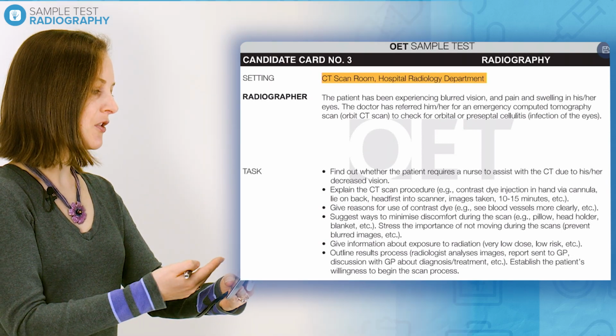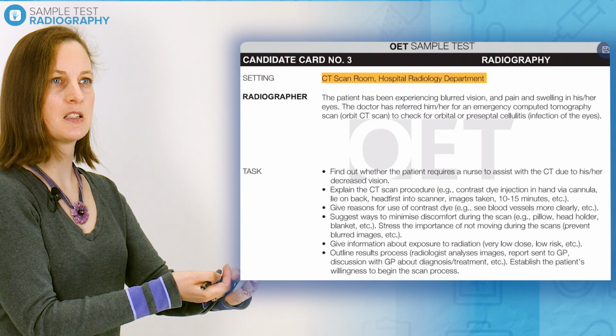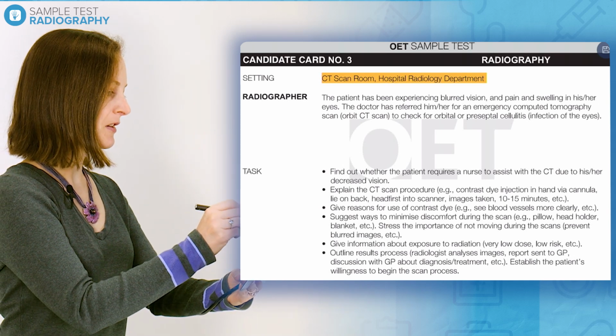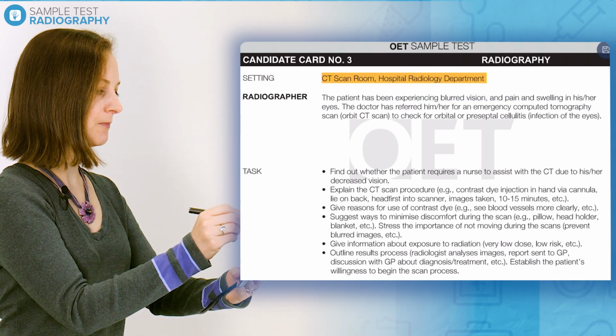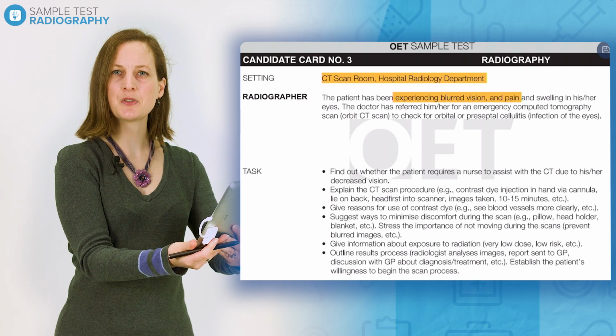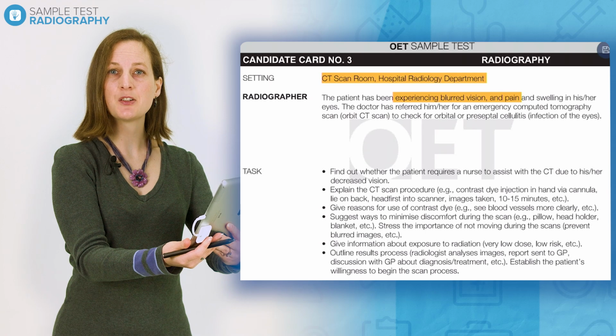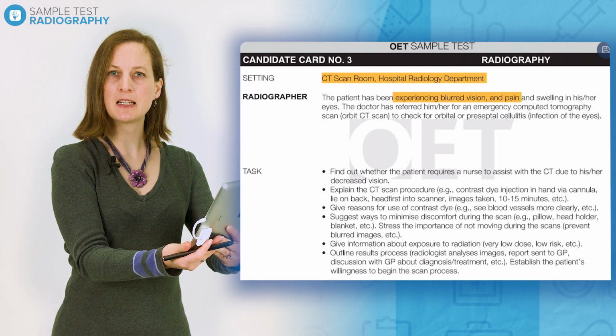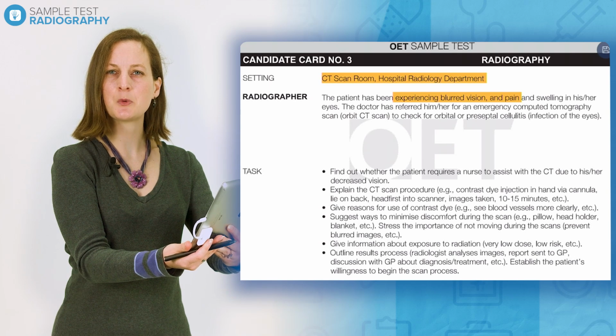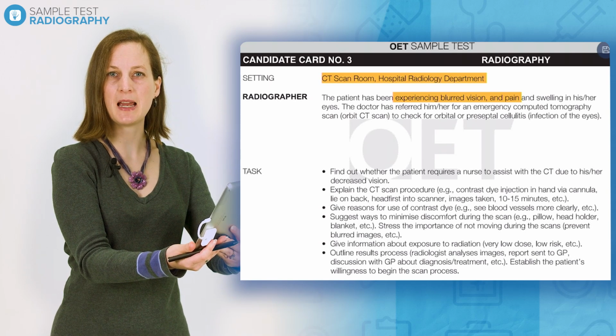Here I can see that I don't have any age for my patient, but I can see that they're experiencing blurred vision and pain. This information is useful to think about how I am going to start the role play. This patient is no doubt nervous about what the blurred vision and pain mean, so I want to sound kind by using language which will reassure them about what is about to happen.